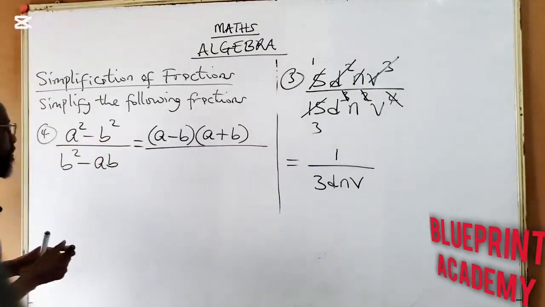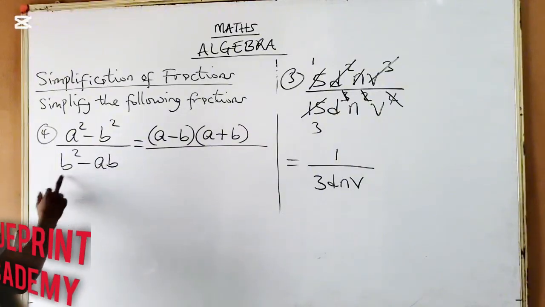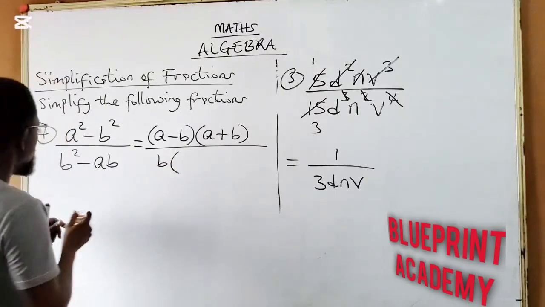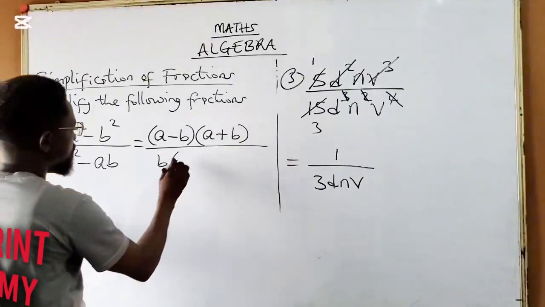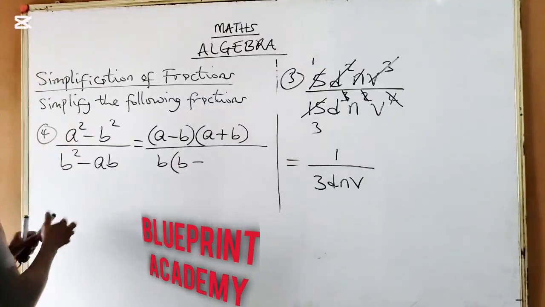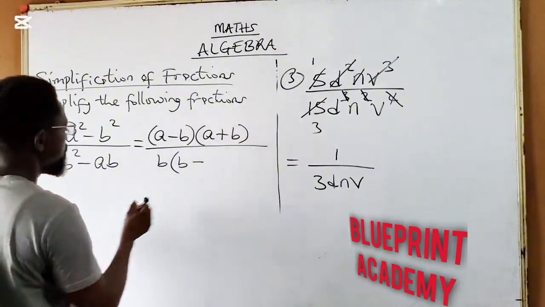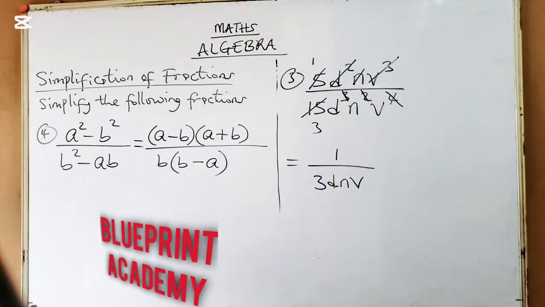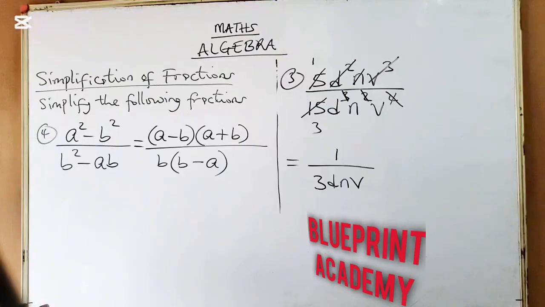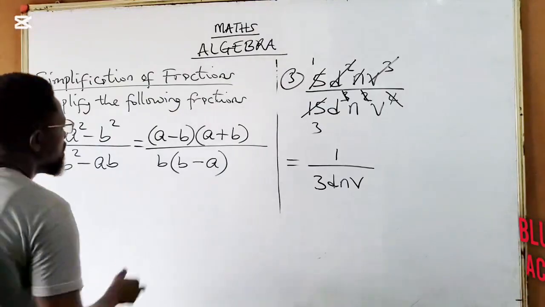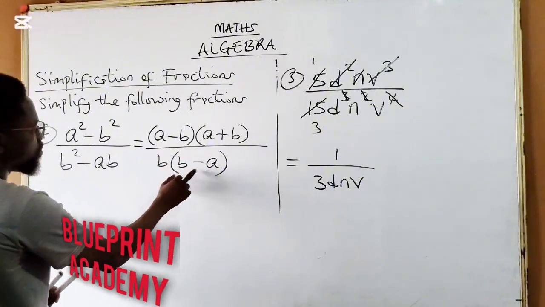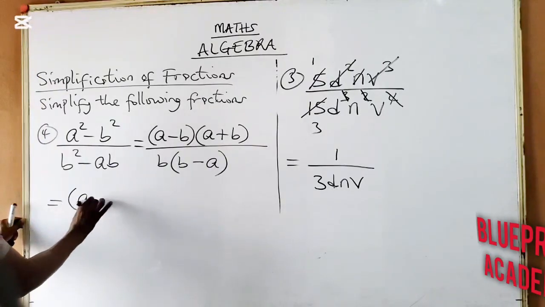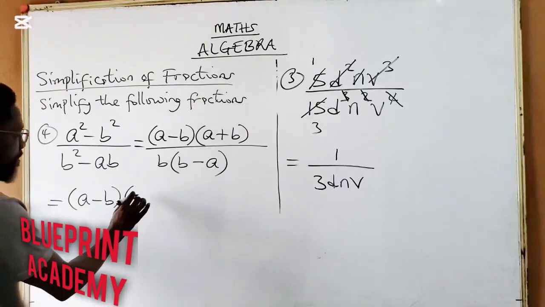Then for the denominator, we bring out a common factor. What is common to the two terms? There's b here, there's b here. So if I bring out b as a common factor, b squared divided by b will give us b. Then minus ab divided by b will give us a. Now if you look at the numerator and denominator, there's nothing common at this particular point. So what I will need to do is, here is a minus b, I need to write this one as b minus a, and for me to do that, I need to bring out minus 1 from the brackets.